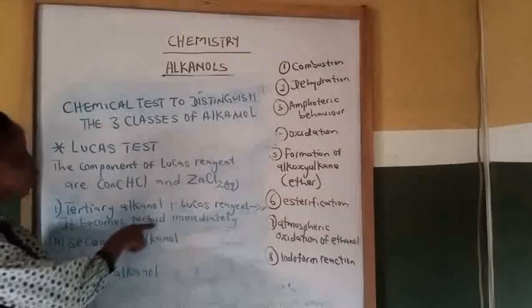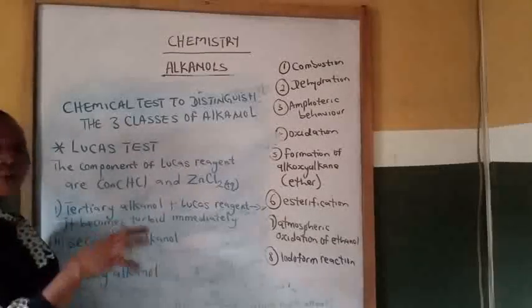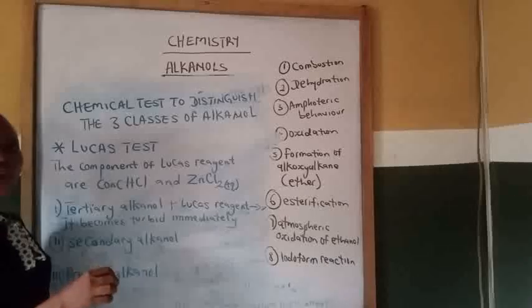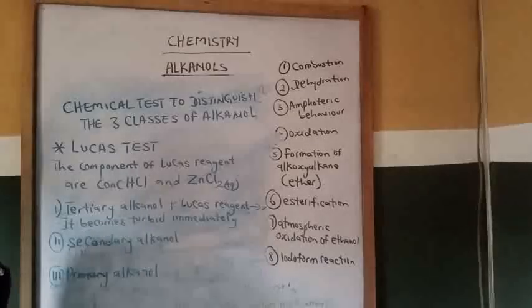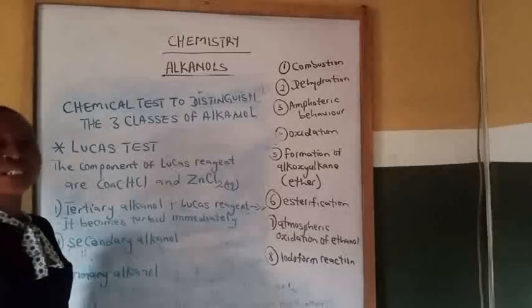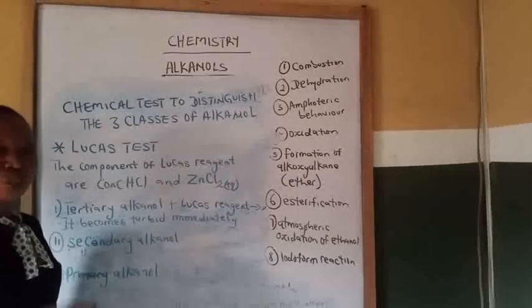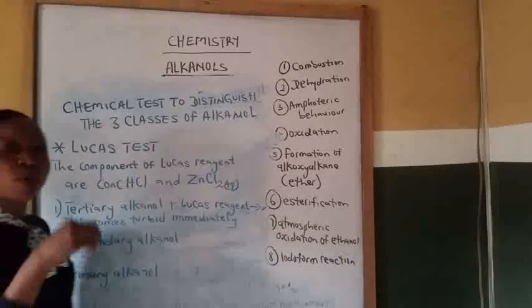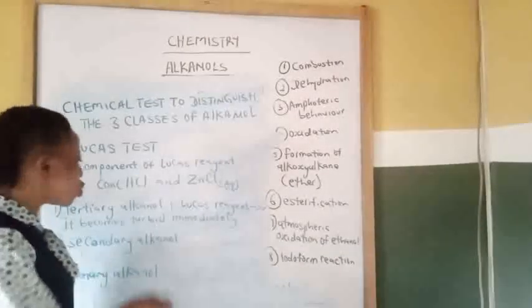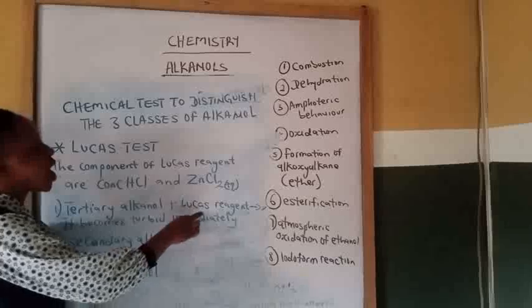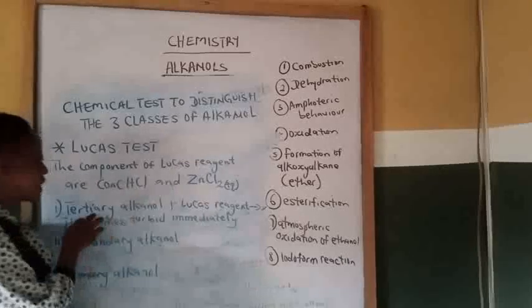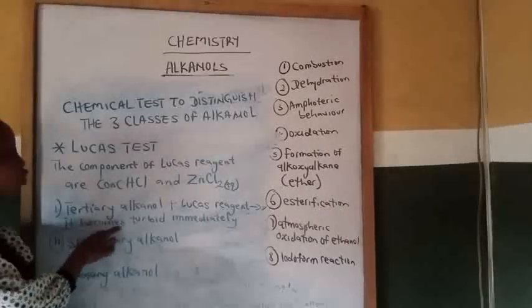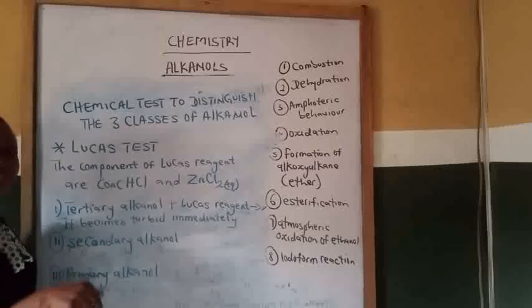What is the meaning of turbid? Cloudy, not transparent. Like when you add milk to water, the solution will be cloudy and you will not be able to see through it. We call this turbid. So when you add Lucas reagent to a tertiary alkanol, the solution will become turbid immediately.